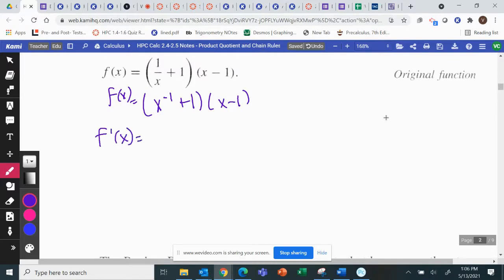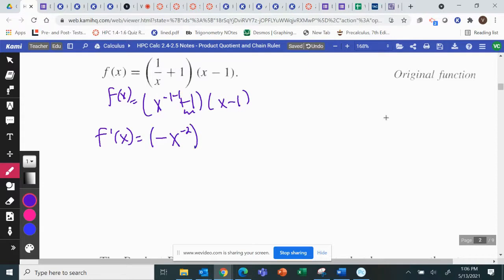I'm going to take the derivative of the first parenthesis. So when I take the derivative of a polynomial, we do each part separately. When I take the derivative of plus 1, what does that become? 0. So I'm going to ignore that. I'm only taking the derivative of x to the negative 1. Remember, we pull the negative 1 in front, and then we subtract 1 from the exponent. So I get negative x to the negative 2.